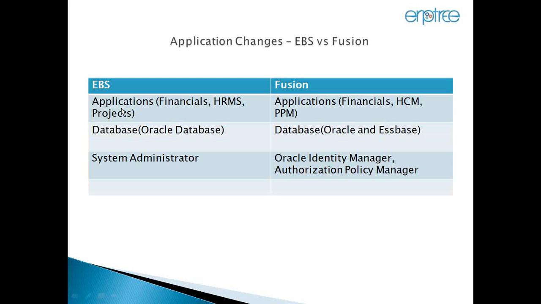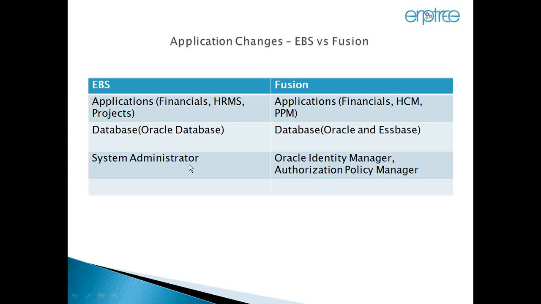Okay, so some other application naming conventions: financials you can say as financials, HRMS they renamed as HCM, projects they renamed as PPM. PPM stands for Project Portfolio Management, nothing but EBS projects. Here they used the acquisition related product information for HCM. We already discussed where they were taken from. In case of EBS, we have only the Oracle database. In Fusion, along with Oracle, we have Essbase also. This is primarily for reporting. We'll talk on that once we reach that stage.